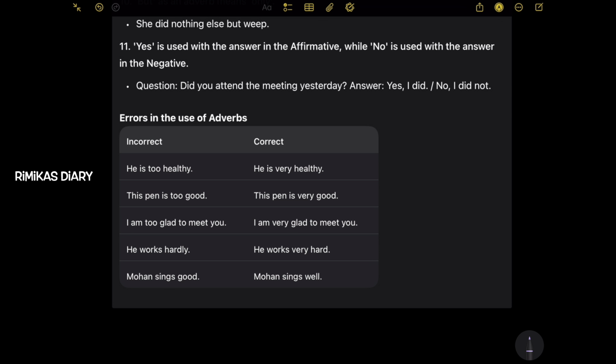the use of adjectives. So incorrect column, correct column. He is too healthy. Correct. He is very healthy. So you shouldn't write too healthy. You should write very healthy. This pen is too good. You should write this pen is very good. I am too glad to meet you. I am very glad to meet you. He works hardly. He works very hard. Mohan sings good. Mohan sings well.